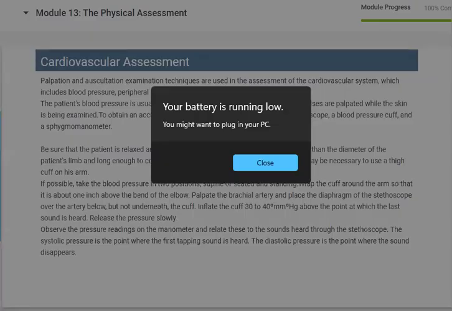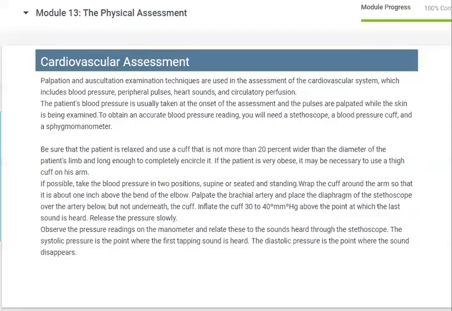skin is being examined. To obtain an accurate blood pressure reading, you will need a stethoscope, a blood pressure cuff, and a sphygmomanometer. Be sure that the patient is relaxed and use a cuff that is not more than 20% wider than the diameter of the patient's limb and long enough to completely encircle it. If the patient is very obese, it may be necessary to use a thigh cuff on his arm. If possible, take the blood pressure in two positions, supine or seated and standing.